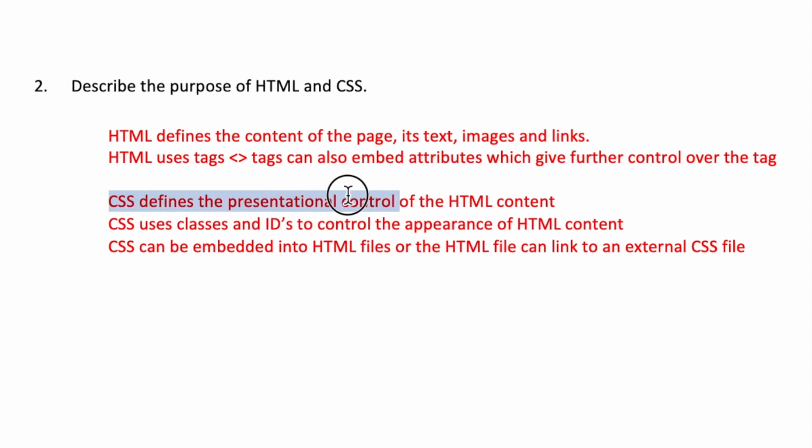CSS defines the presentational control of that HTML content. In other words, the color, the presentation, the position, the fonts, background colors, cell padding, all of those kind of visual controls of the HTML content itself. How we do that is by using CSS classes and CSS IDs.